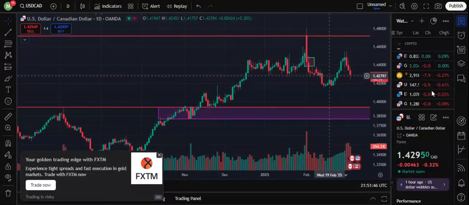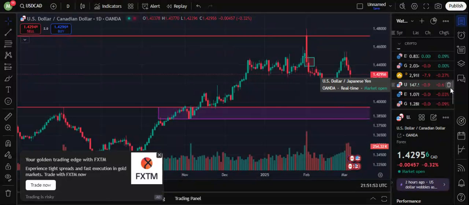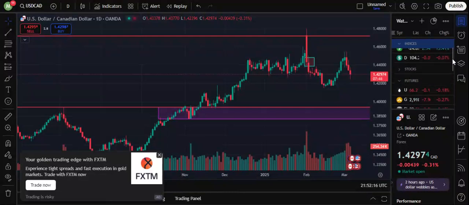So let's look at another pair and see what the price is doing.